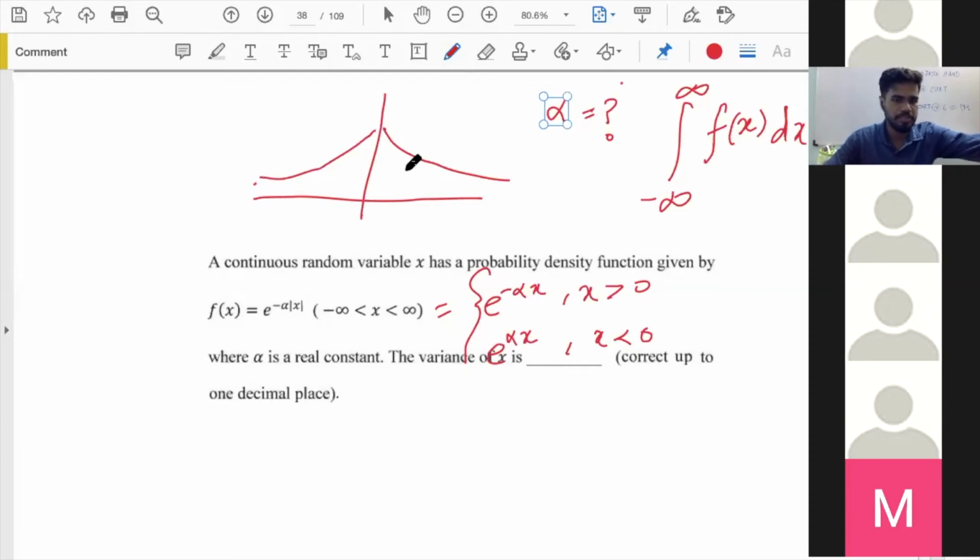Okay, this is what you mean by symmetric, right? It's going to drop down exponentially on both sides. You notice x is negative here, so it drops. When x is positive, the coefficient is minus alpha x, so it drops. Now this integral could be written as equals... because it's symmetric, it's okay to do the integral on one side. Agree? Yes, sir. 0 to infinity e power minus alpha x dx.